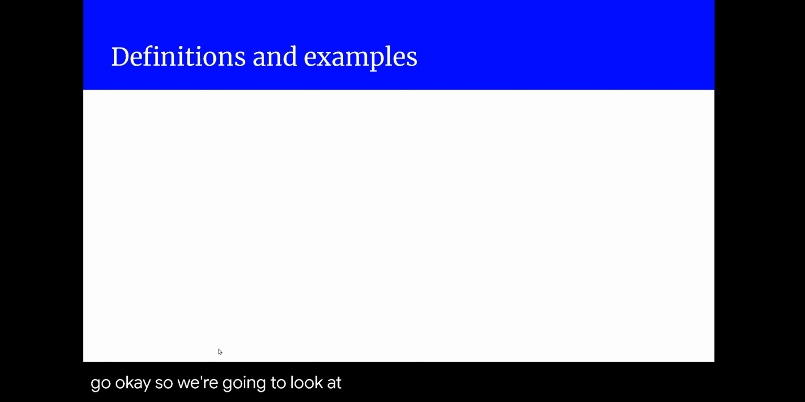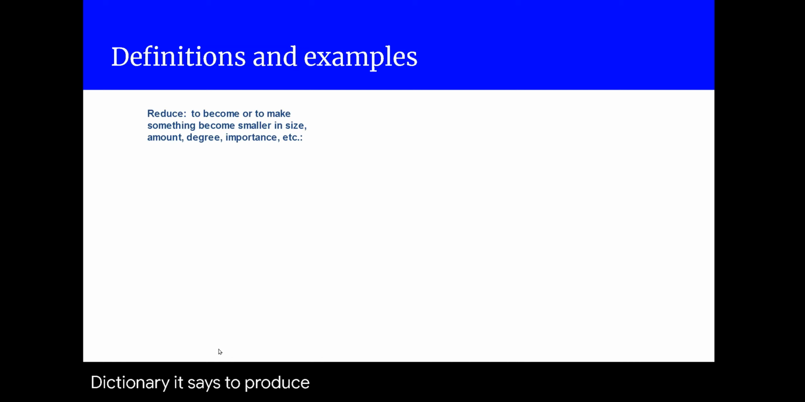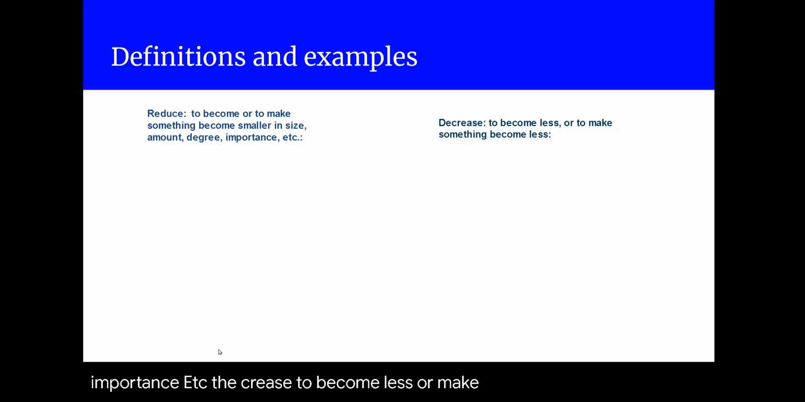Okay, so we're going to look at first the definition in the Cambridge Learner's Dictionary. It says, reduce: to become or to make something become smaller in size, amount, degree, importance, etc. Decrease: to become less, or make something become less. Well, that's pretty much the same thing, isn't it? Yeah. Looks like reduce can be used to describe more things. But there's another big difference. Let's take a look at some examples.